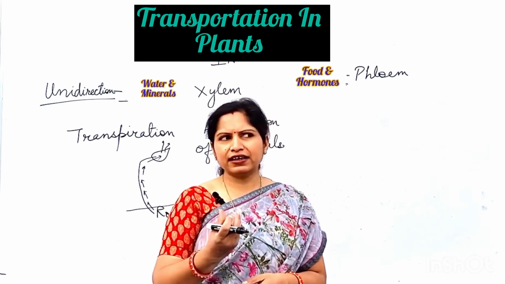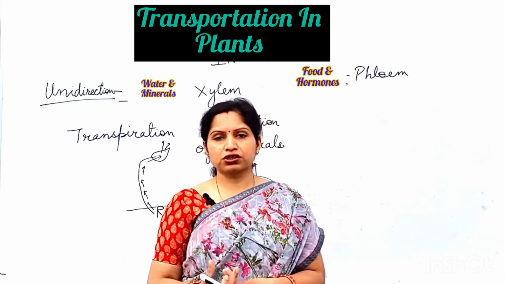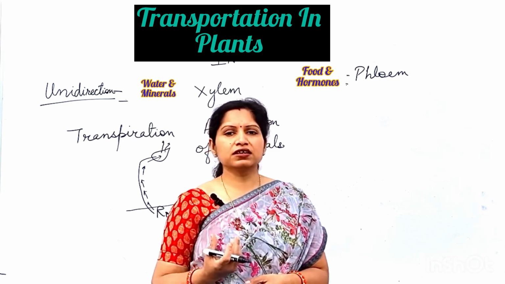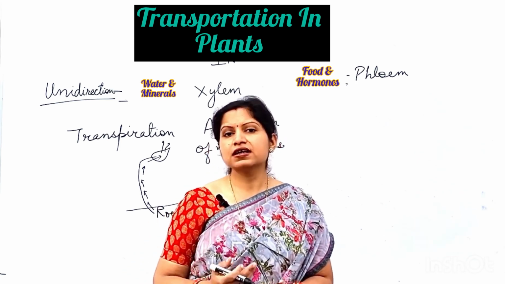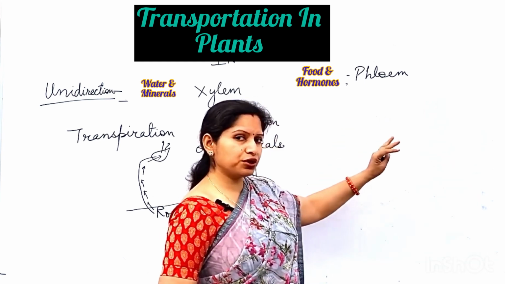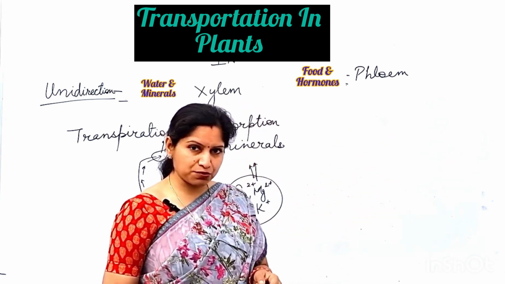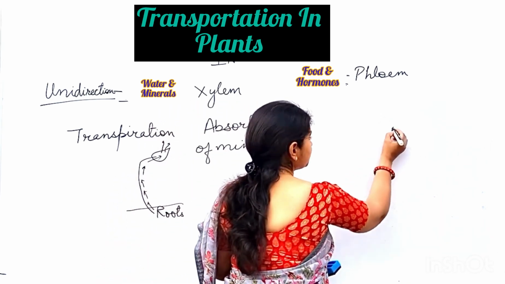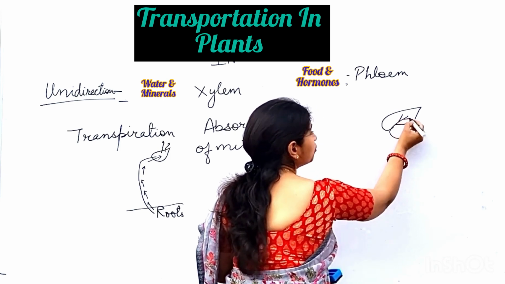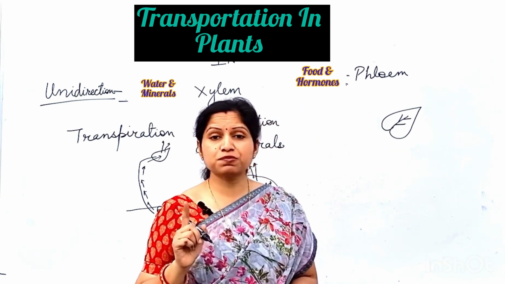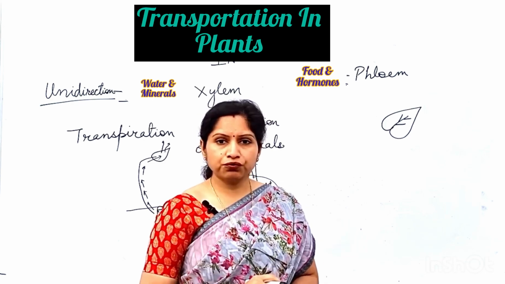Sucrose is a form of sugar, like glucose is a form of sugar. Similarly, sucrose is also a form of sugar. So the phloem transports sucrose, amino acids, and also hormones. How do these all get transported in the plants? Let's see, if this is the leaf where the food is prepared, then the transportation of food always requires the plant to spend energy. The plant has to spend energy to transport food.